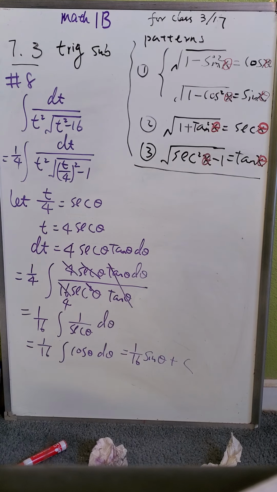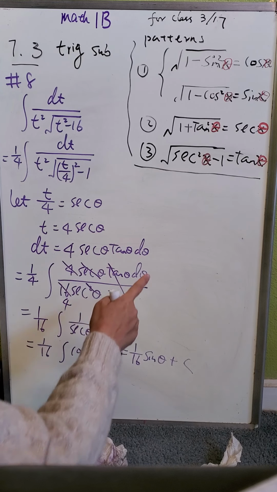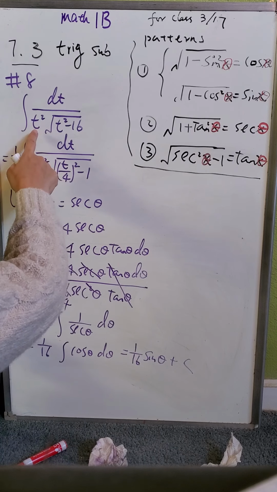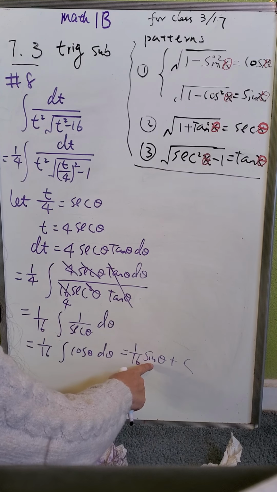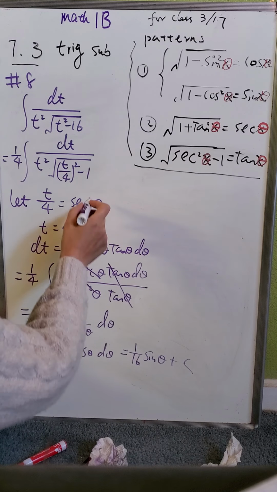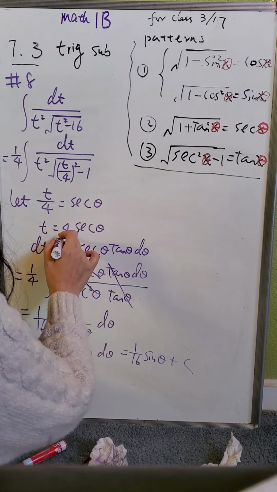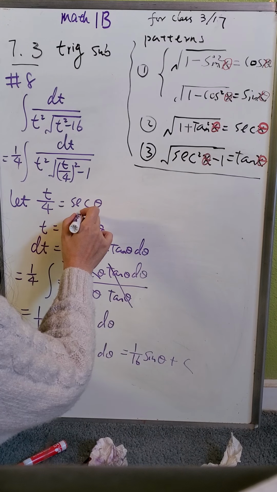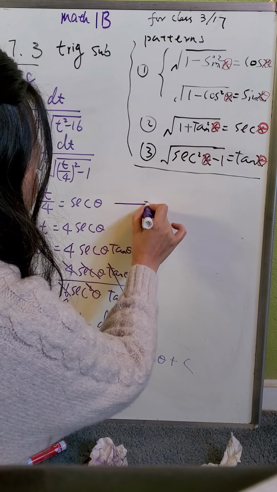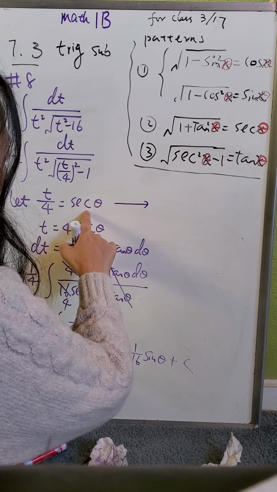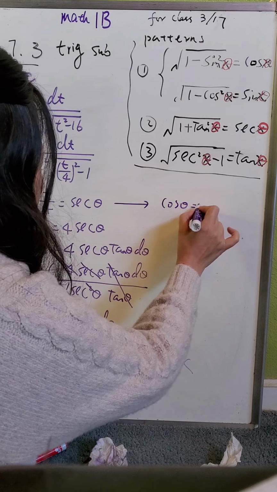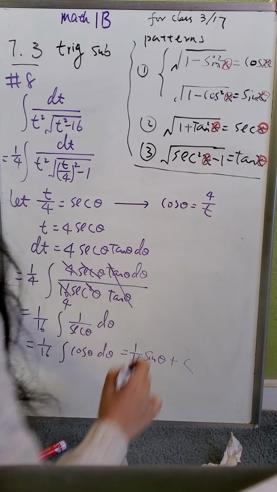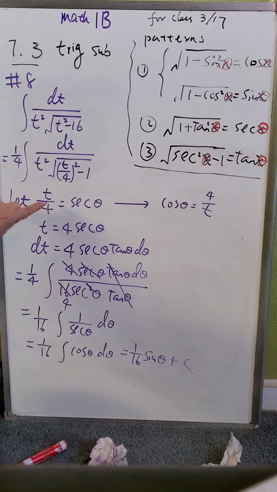Now that's not finished yet. How come? Because the problem is given in terms of t, not in terms of theta. So you've got to do something about it. You've got to change your sine theta. So you use this one: t over 4 is equal to secant theta. From here, you convert to 1 over cosine, so that means cosine theta is equal to 4 over t. You don't need to flip this one, just flip this one.